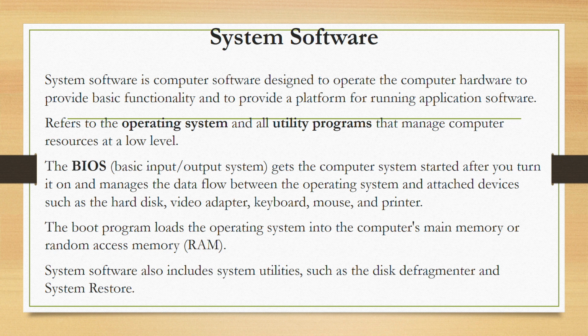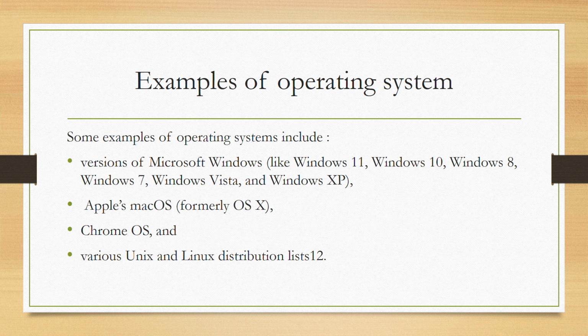So it takes from the storage to the temporal storage for viewing and allows this basic application software to be utilized. Those are the application softwares that you see on the desktop. So the boot program loads the operating system into the computer's main memory, random access memory, the RAM we mentioned. And system softwares include utilities such as disk defragmentation and restore system. We'll get to mention this.